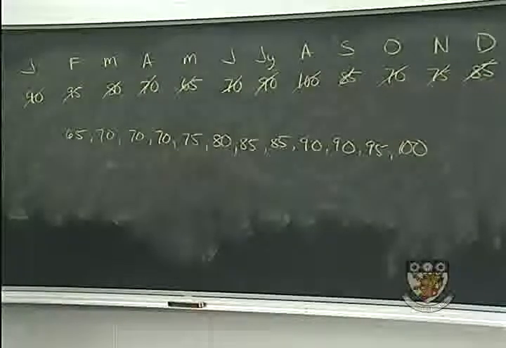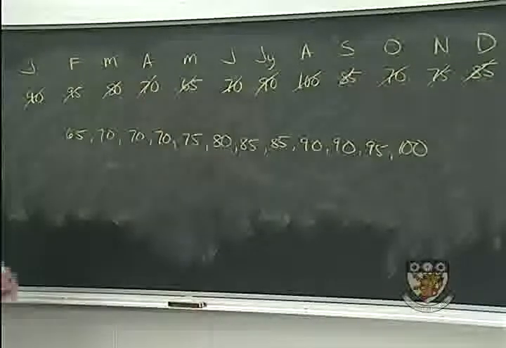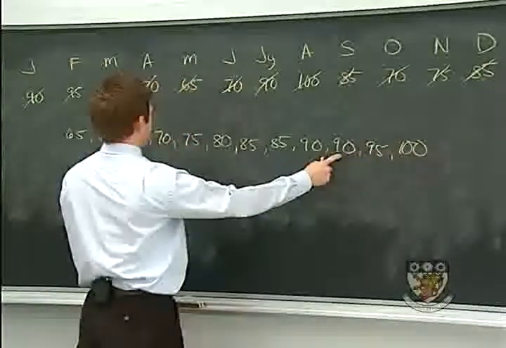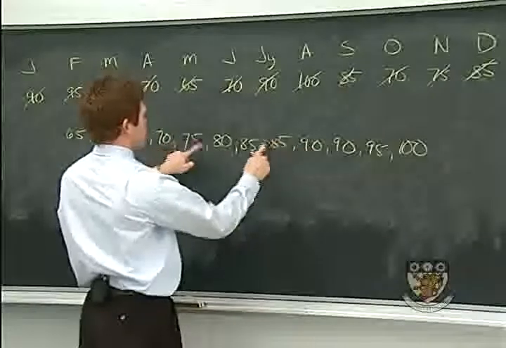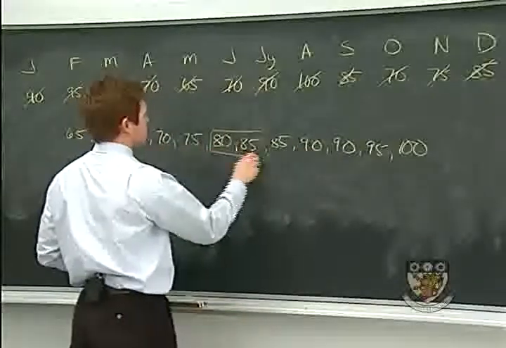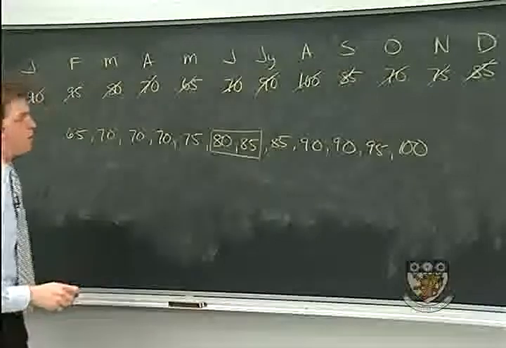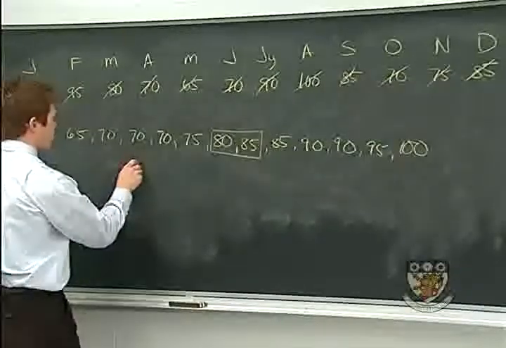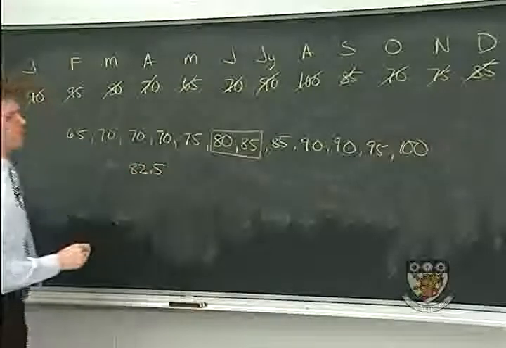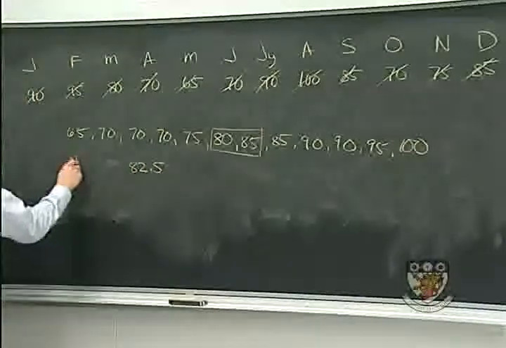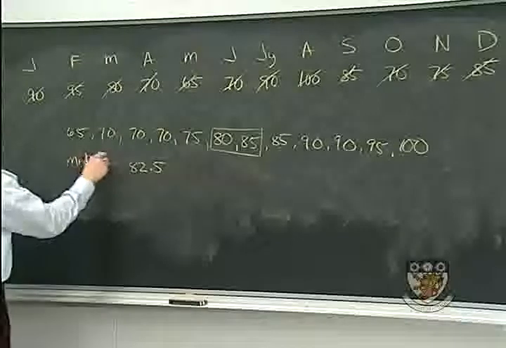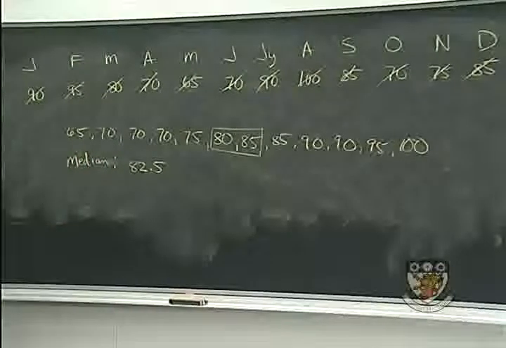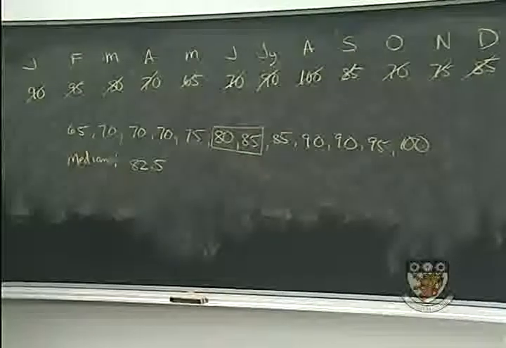Well, we know that there are 12 months in the year. So if you were to count from the edges, 1, 2, 3, 4, 5, and 6. This right here is the exact middle. So we need to find out the middle of those two numbers. The middle of those two numbers is 82.5. So the median bill is $82.50.